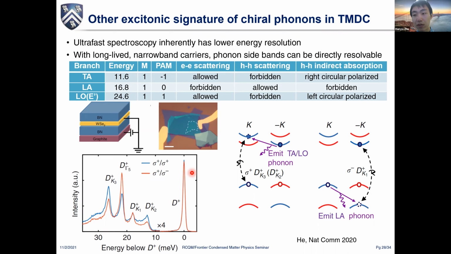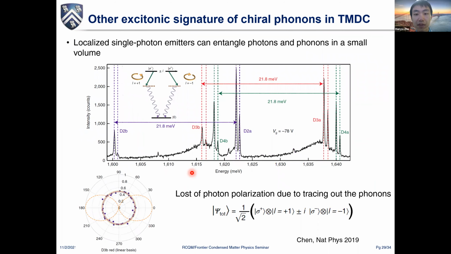So in general, these are the methods that use electron-phonon interaction and the excitonic recombination optically to probe the chirality of the phonons. I will skip that.